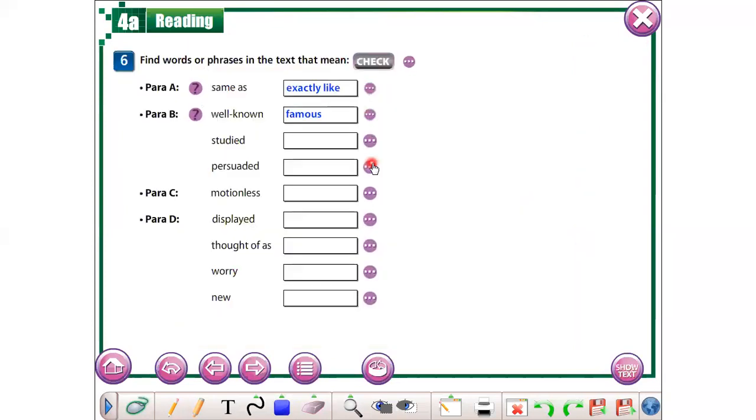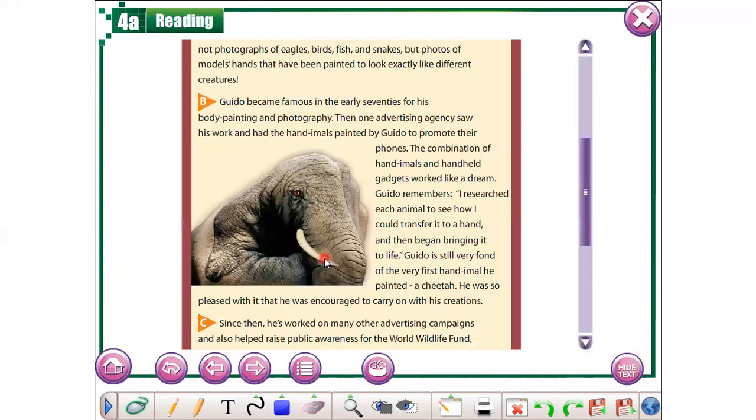Now, a synonym for studied, still paragraph B. Let's see. It says, Guido remembers, I researched. A synonym for studied is researched. Persuaded. A synonym for persuaded from paragraph B is persuaded. And let's see. It says, he was so pleased with it that he was encouraged, he was persuaded.